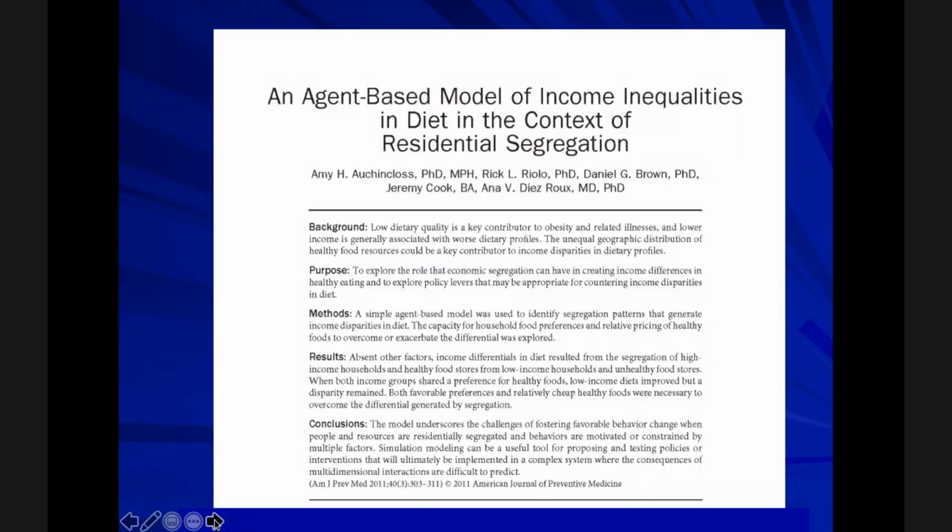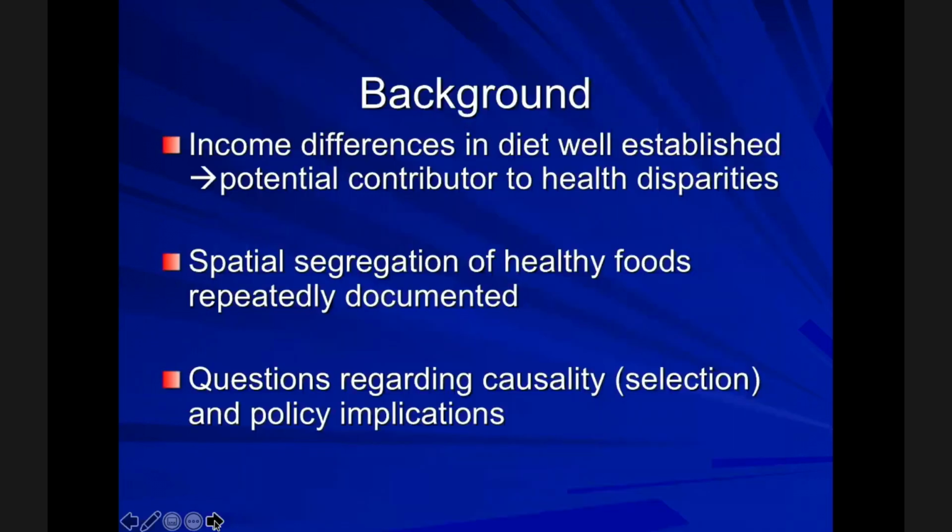And I'm just going to very quickly give you an example. This is a paper led by my colleague, Amy Auchincloss. This is a number of years old, but I think it's a useful example, particularly also because of the interests of this roundtable. And it focused on applying an agent-based model to try to understand some of the drivers of income inequalities in diet. So we know that income differences in diet are well established and may contribute to health disparities. We know that there's spatial segregation of healthy food access, but despite that, and despite empirical research in this area, there's been a lot of questions still regarding, well, how important is this causally? And what are the policy implications?